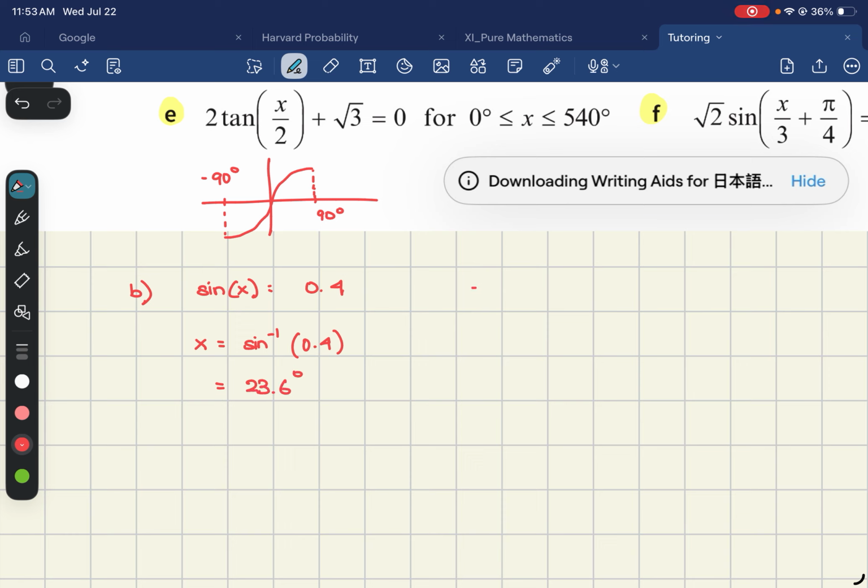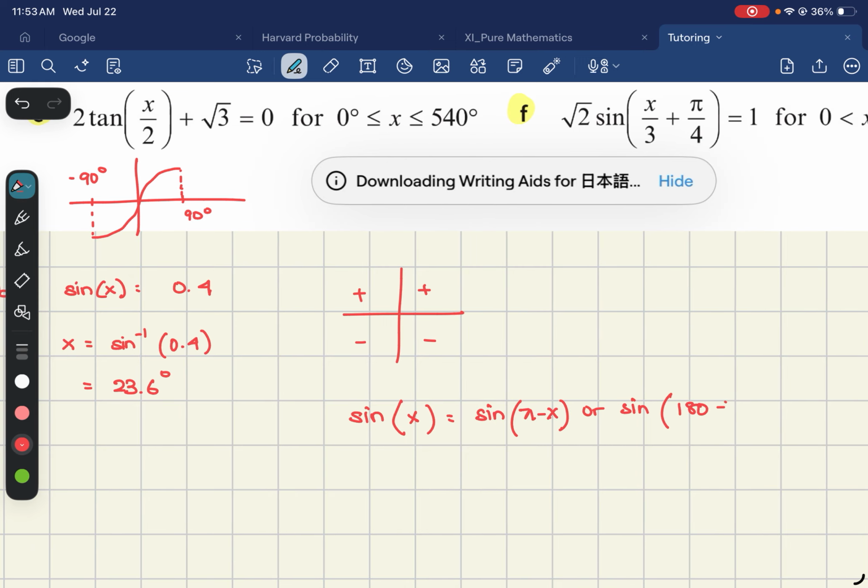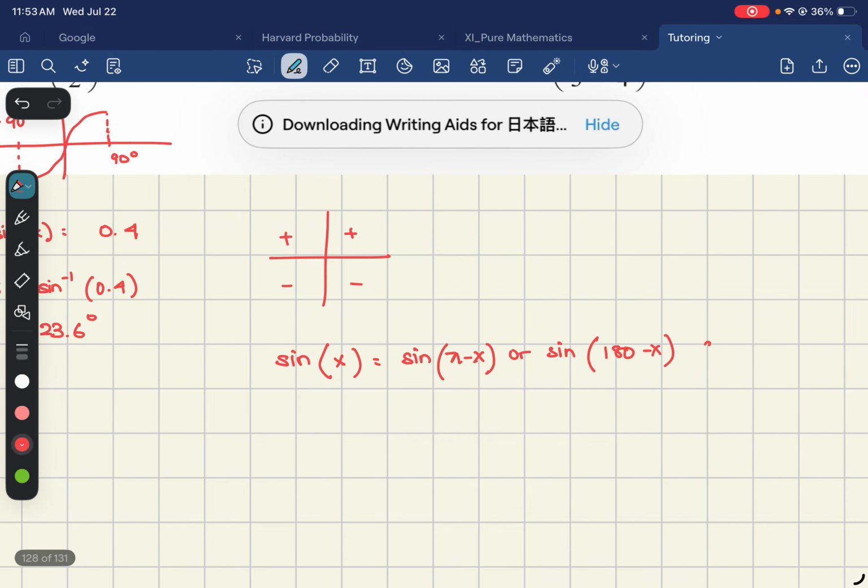Now, I am going to give you an identity. If you remember, sine x is positive in the first quadrant and in the second quadrant, because in ASTC, A is all trig functions positive, and S is sine and cosecant positive, and it's negative in the other two. So by symmetry, and if you remember the transformations of trig functions, sine x is equal to sine of pi minus x, or sine of 180 minus x. That is true for all x.